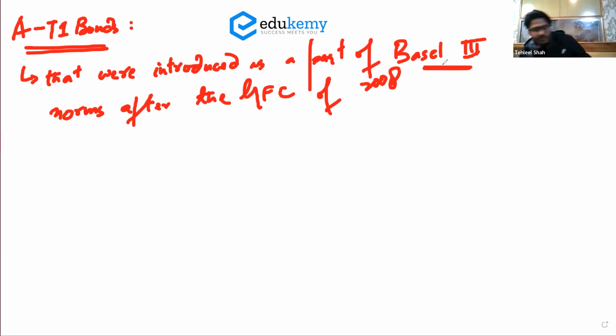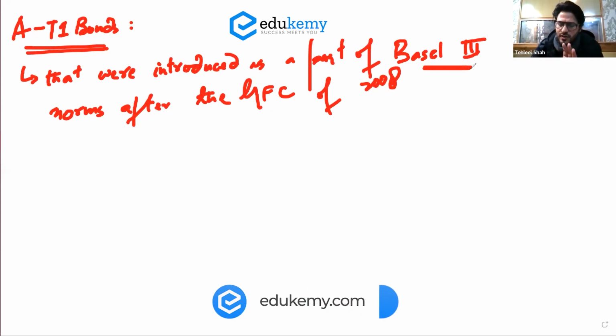Now you have to remember, what are these Basel III norms? This is the topic that we'll be covering after this particular topic. After AT1 bonds we will start the Basel III norms. So these are some international standards as of yet. Just remember this much. These are some international standards given by the Bank for International Settlements.